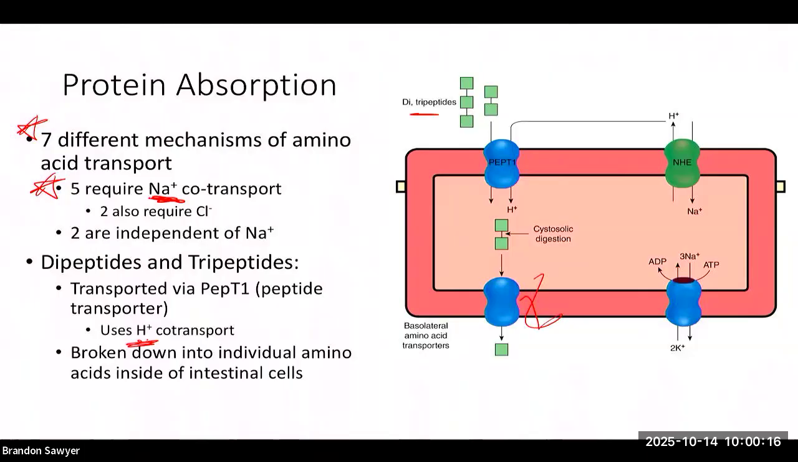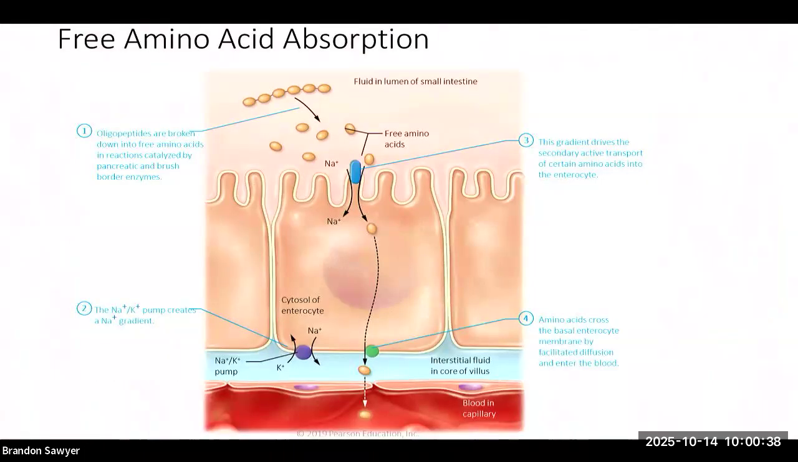So in general, we're still thinking about sodium cotransport for most amino acid absorption, right? There are little differences there, but a couple different ones can come in before they're broken all the way down into their individual amino acids. Okay, questions on that? Okay, and this is just showing that process, free amino acids getting brought in via cotransport with sodium.